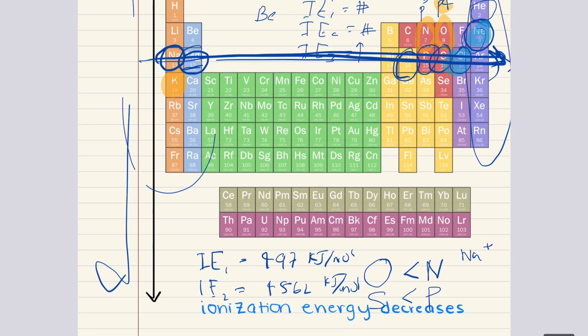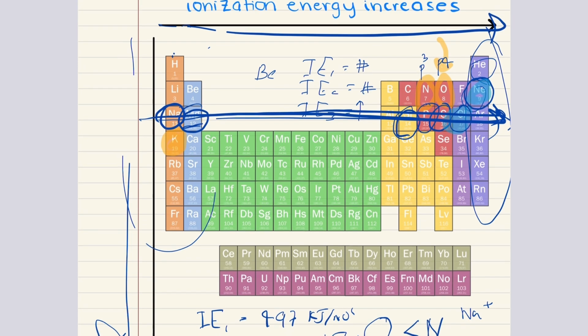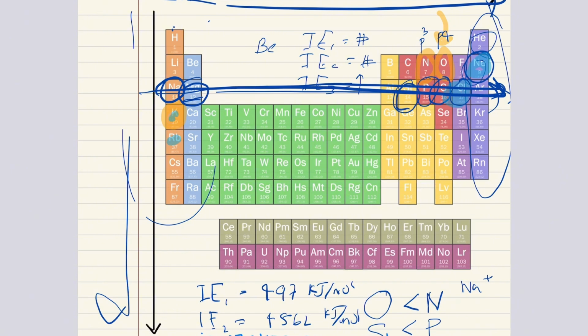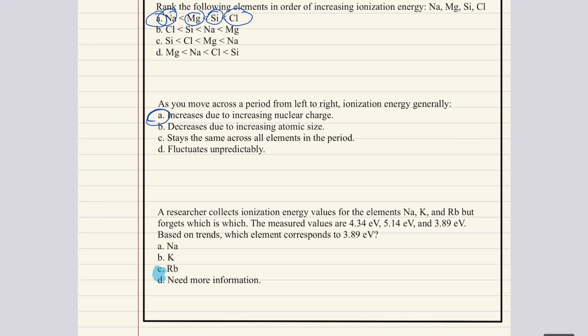Ionization energy decreases down a group due to increased electron shielding and distance from the nucleus. Rubidium, potassium, and sodium are all alkali metals in group 1. So that means the element with the highest ionization energy would be sodium, followed by potassium, and then finally rubidium. Rubidium would have the lowest ionization energy based off of trends for ionization energy down a group. So the lowest value, 3.89 electron volts, corresponds to rubidium, since it is the largest and most shielded element in this set. The correct answer is C.